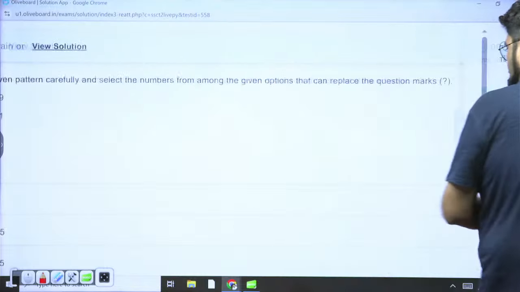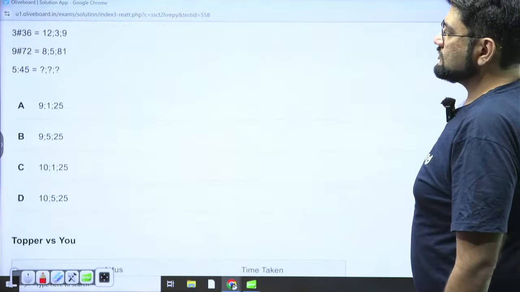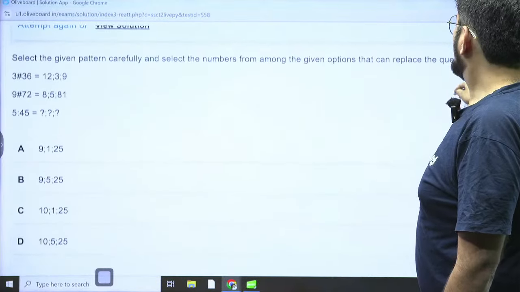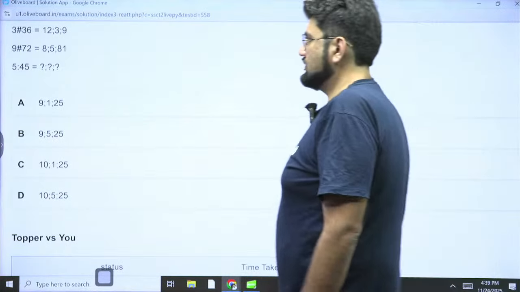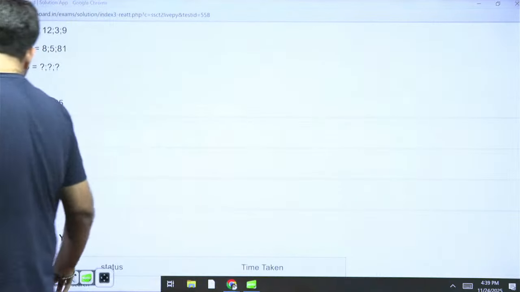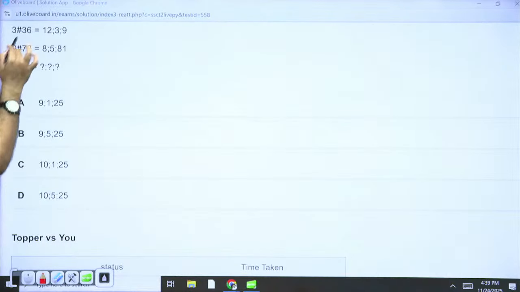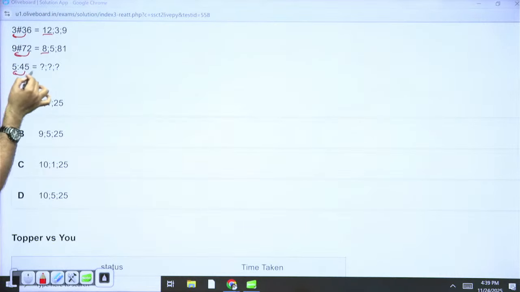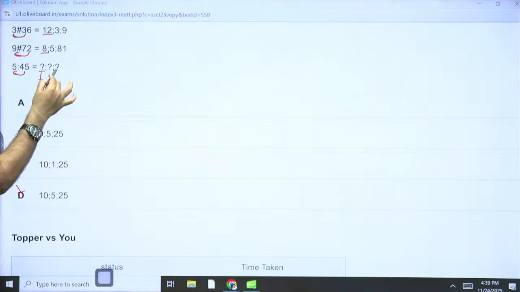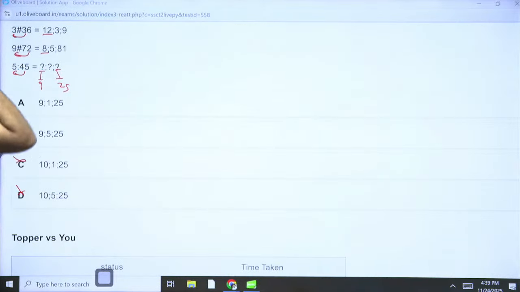Next. Which can replace the question mark. Okay, 3 has 36, 12, 3, 9. 36 divided by 3 is 12, 72 divided by 9 is 8, 45 divided by 5 is 9. This is gone, this is gone. So 9 and 25 is there. We just need to check the second one. Second one is here, 3 and 5. 36, 3.